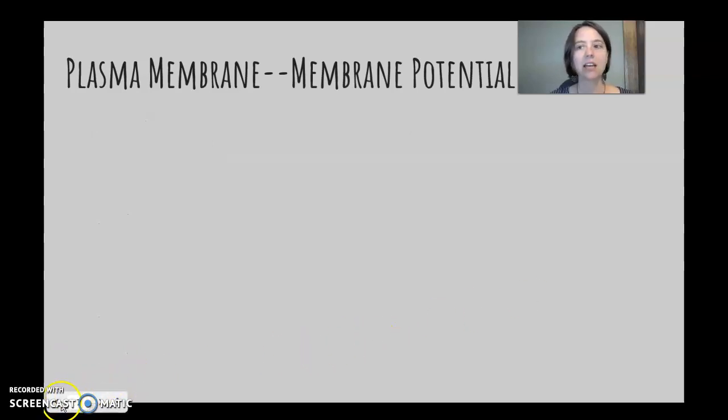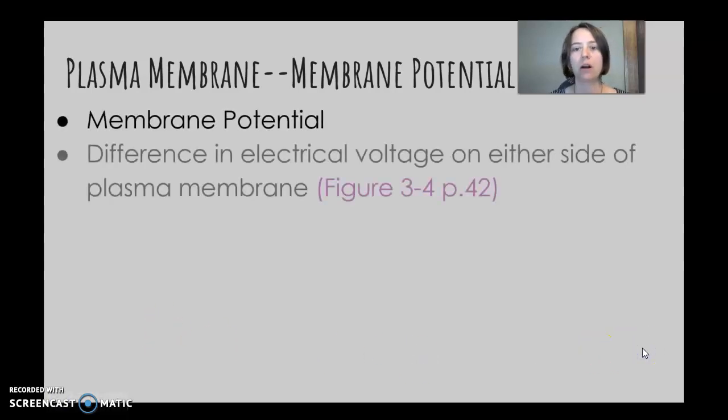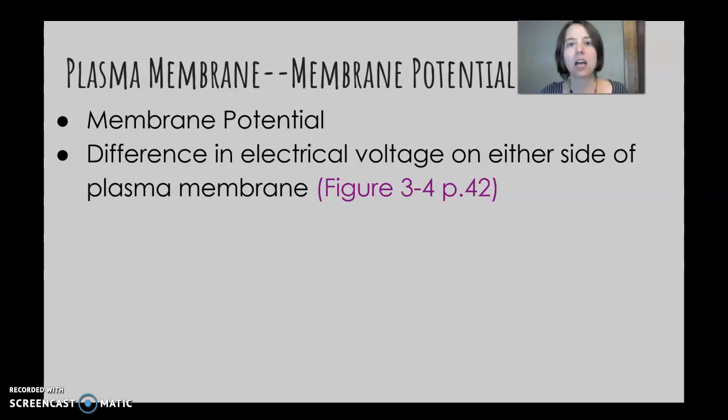So the membrane has a lot of potential. What do we mean by that? So when we're talking about membrane potential, we're talking about electrical potential. So there's a difference in electrical voltage on each side of the plasma membrane. Just like there's a difference in electrical voltage on the negative and the positive side of a battery, and when you connect them, you can get the electrons to move from one side to the other.